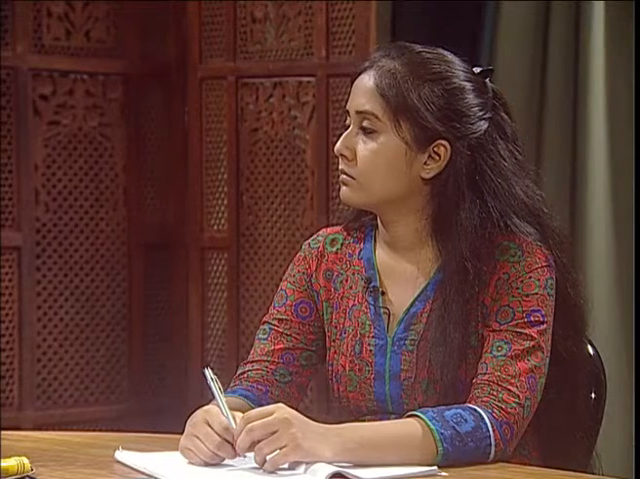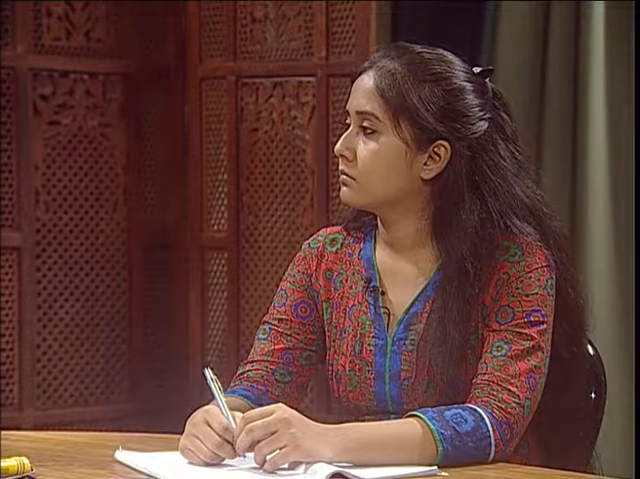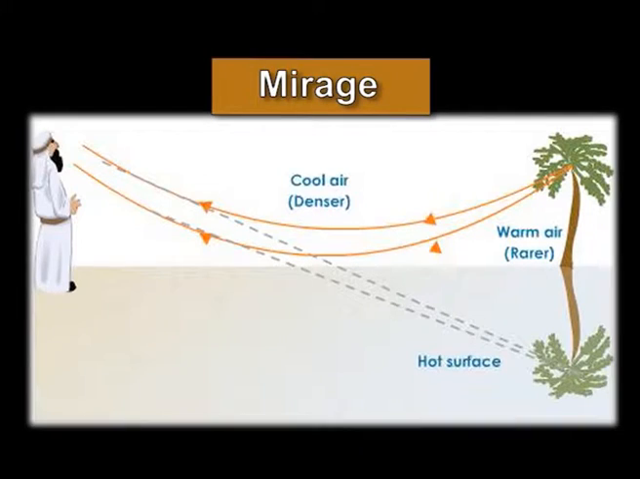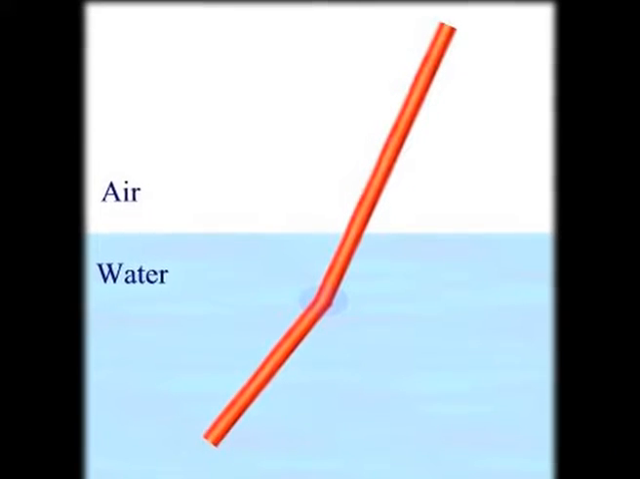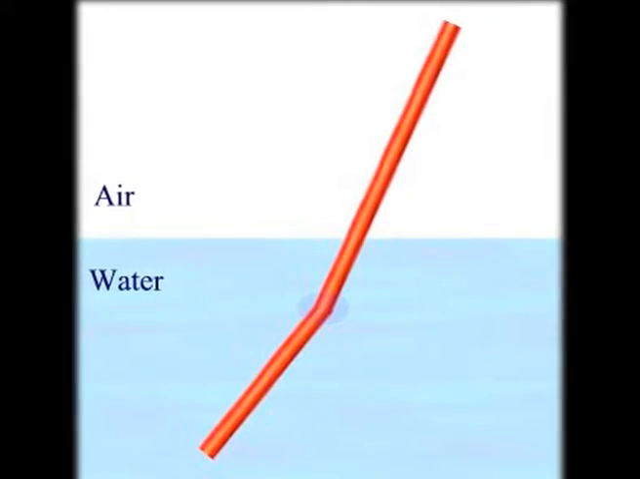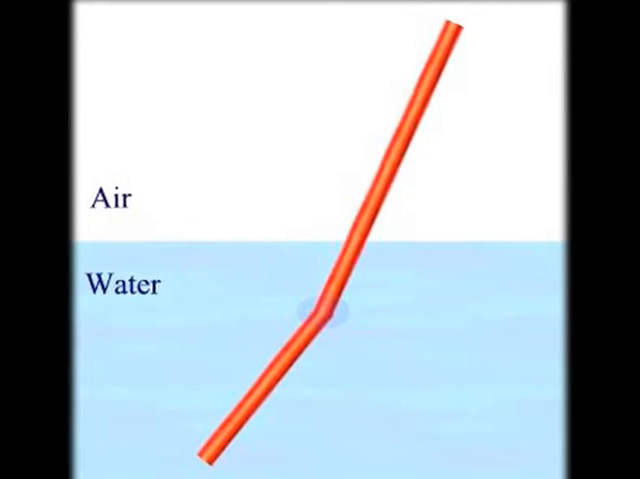Now, what are the consequences of such refraction? The consequences of refraction are the mirage in the desert, or if you dip some sample in water, you will see that there's a change in the position, or what we call the apparent position, of the object in water. So this happens due to refraction.